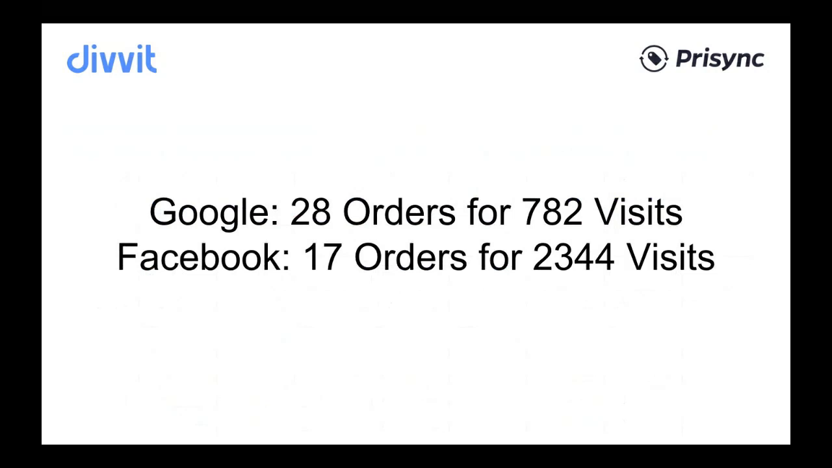Google has 28 orders coming in for 782 visits. Facebook has 17 orders coming in from 2,300 visits. This is how you can start to see where the customer journey is different between your channels. Unlike organic Google, we can see that the customers coming in from Facebook are far less engaged, as seen in page views per visit and average visit length. They find the message to be less relevant, as seen in a high bounce rate. They're more likely to window shop, as seen in your high failed discovery, browse abandonment rate. And they're far less ready to purchase, as we see in the checkout abandonment and conversion rates.